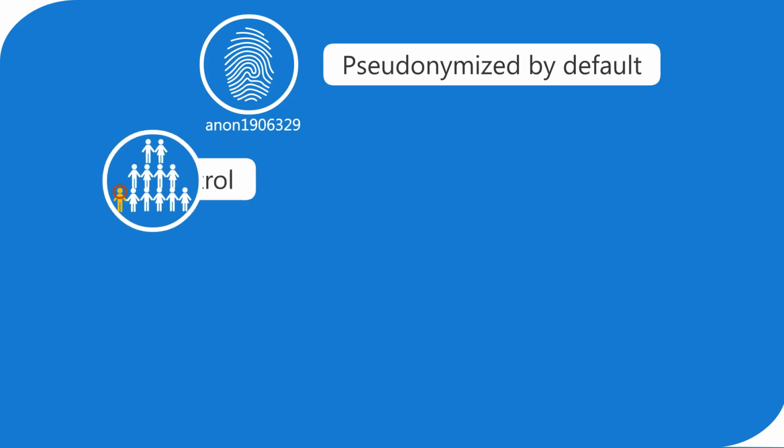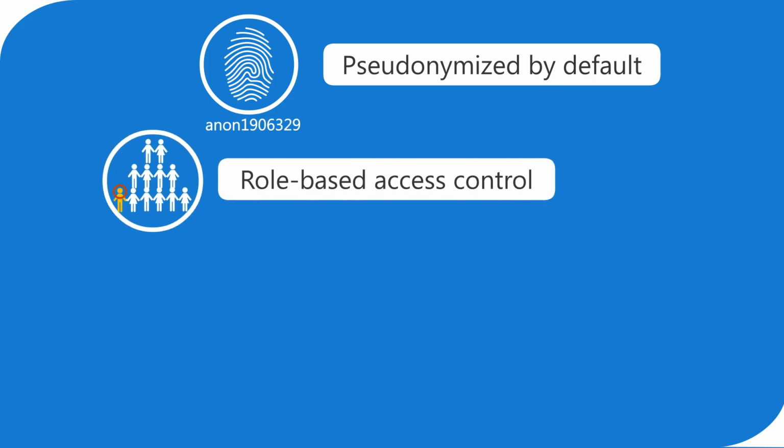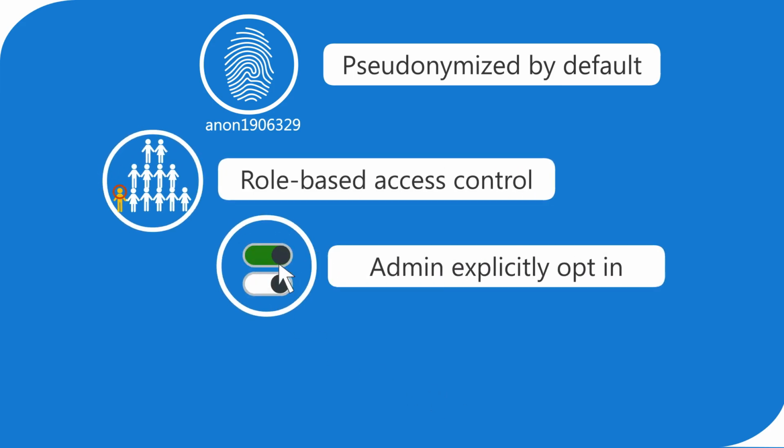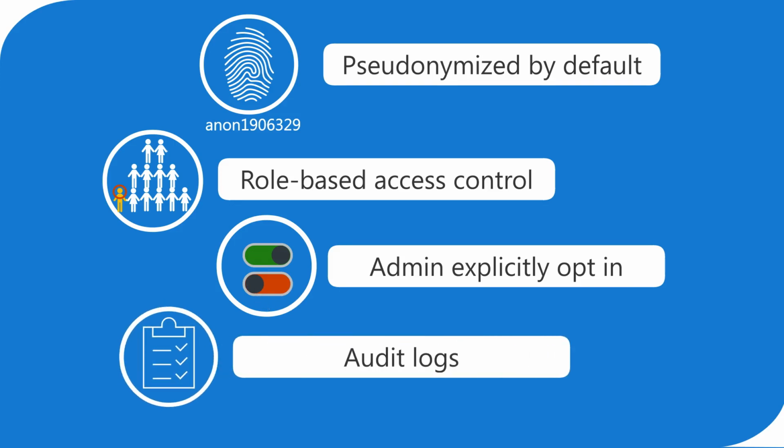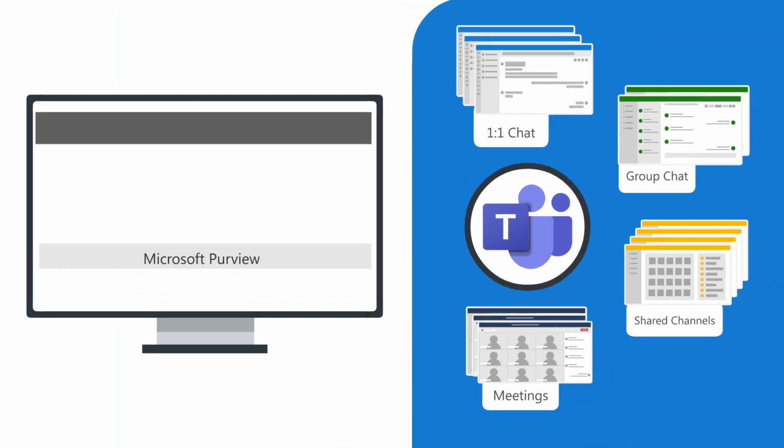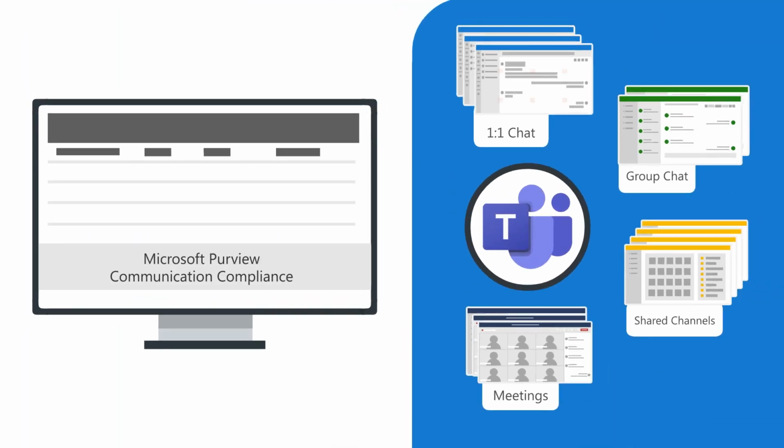Built with privacy by design, usernames are pseudonymized by default, role-based access controls are built in, investigators are opted in by an admin, and audit logs are in place to help ensure user-level privacy. With communication compliance, you can easily integrate with Microsoft Teams to help detect communication risks in order to meet your organizational business conduct and regulatory requirements.